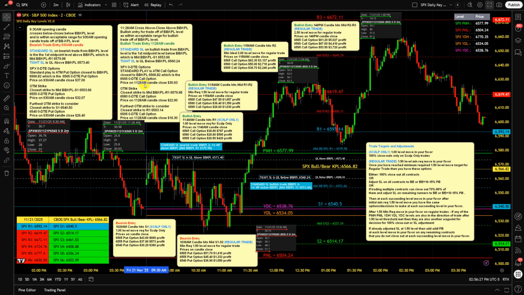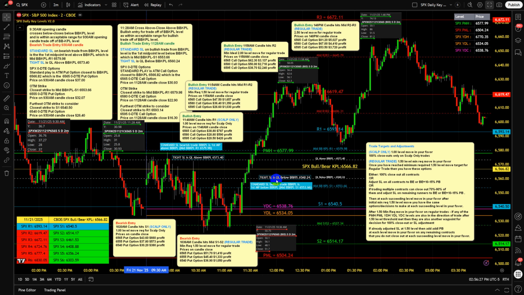Now the prices on the candle close here for this, as you see, we have the data box here for the at the money, $30.93 for the 65.65. The 65.80 out of the money was $22.90, and the furthest out of the money, 65.95, is $16.30.